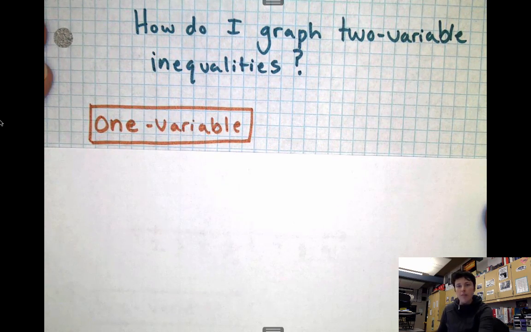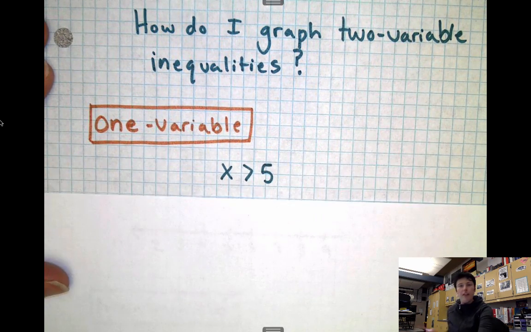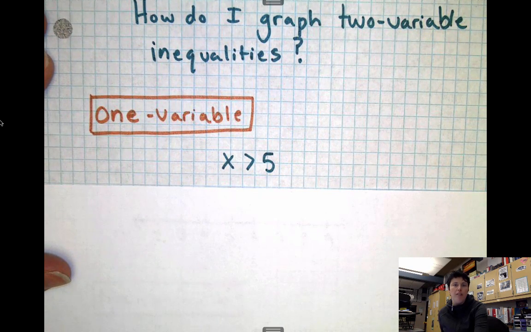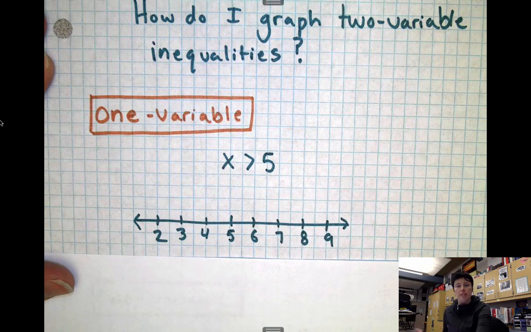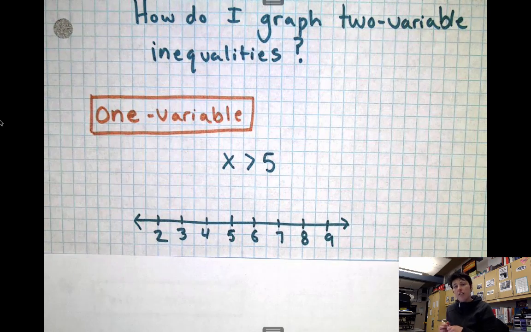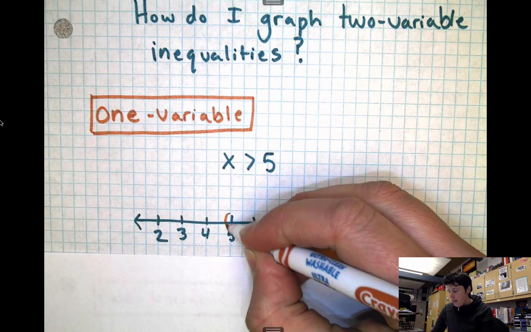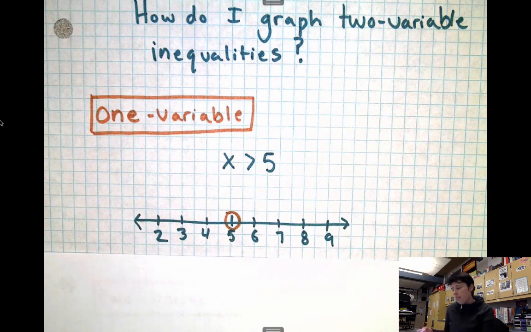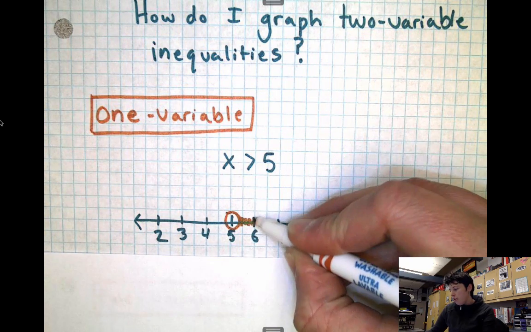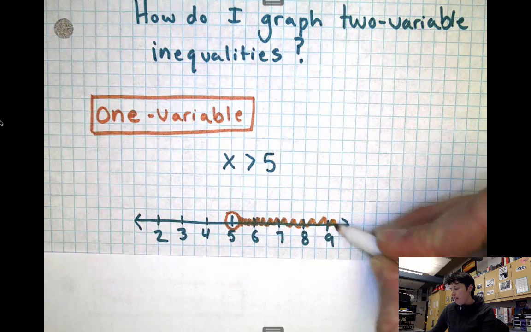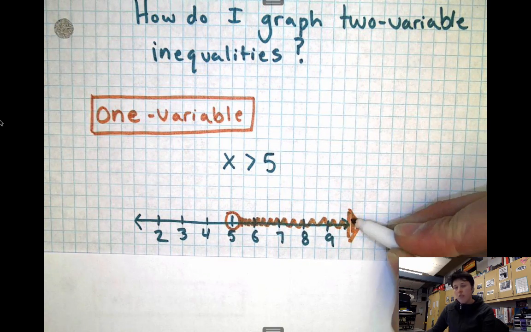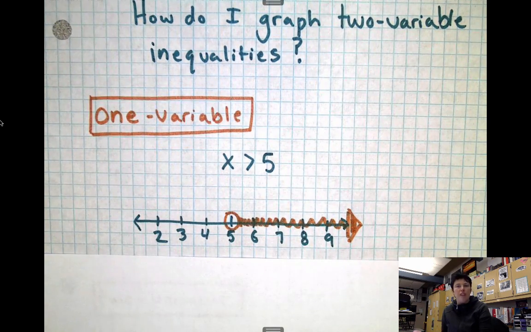Remember, one variable inequalities are things like this. Like I tell you, I have x is greater than 5. And if I want to graph that, typically we put it on a number line. If x is greater than 5, I'm going to set up my number line and go to 5 and circle it. And because x is all the greater than values, I'm going to shade all the greater than values and draw this big arrow showing that x can be anything bigger than 5. It can be 6, 7, 8, 9, 10, and on and on up to bigger numbers.